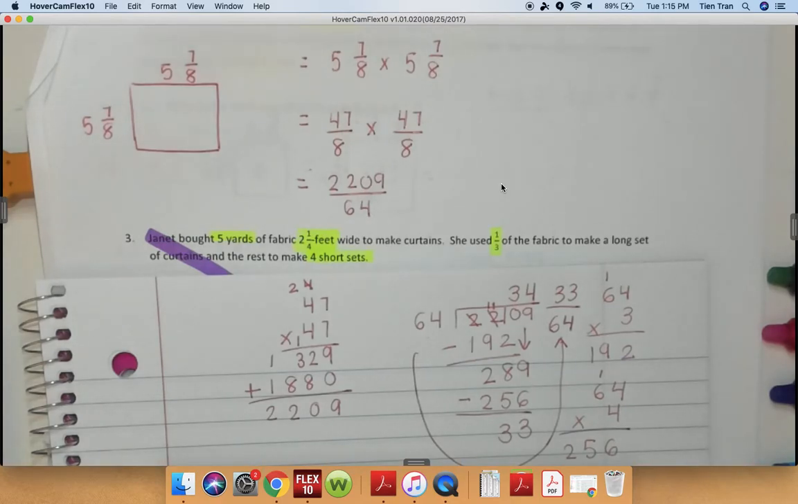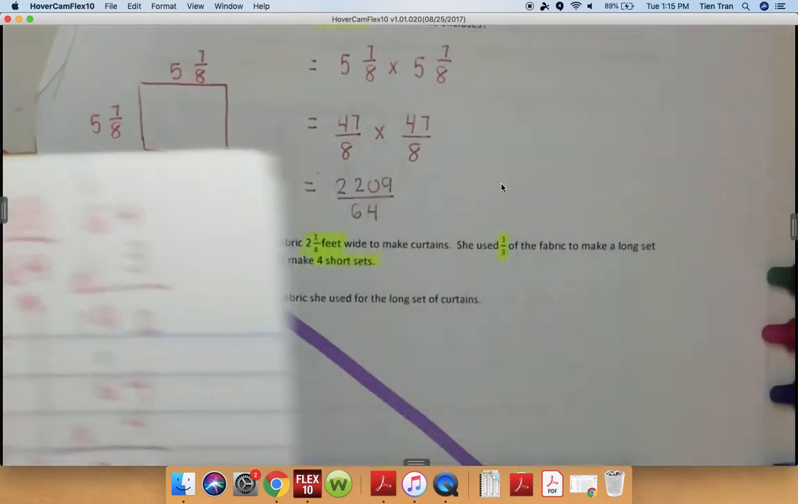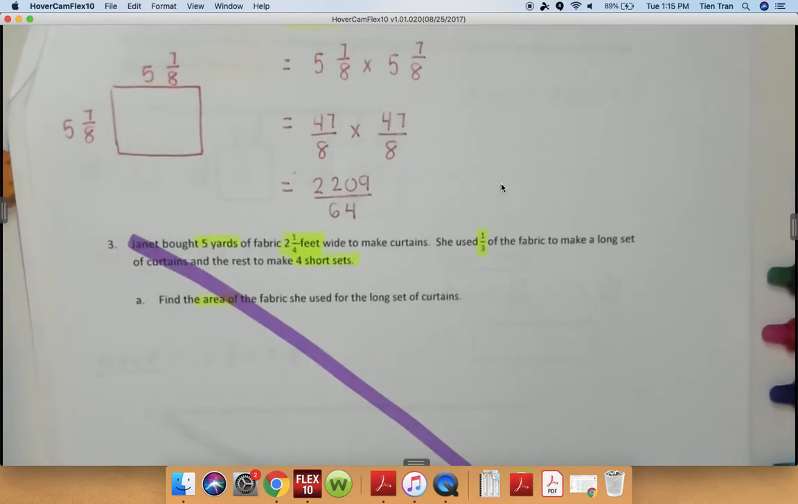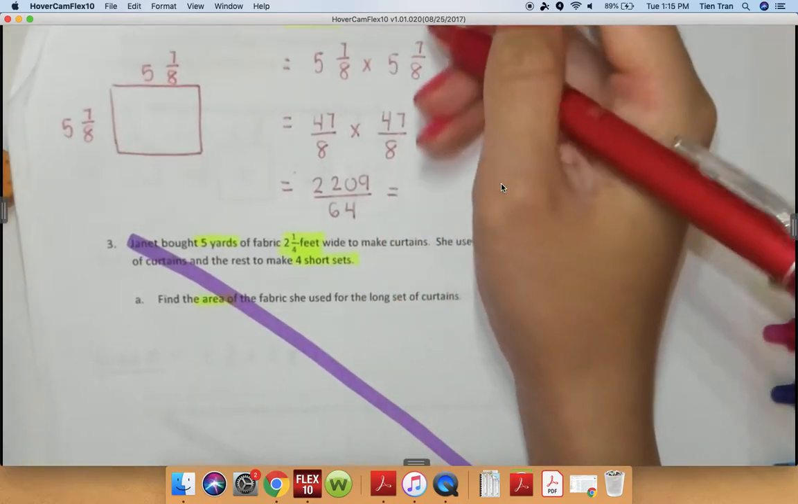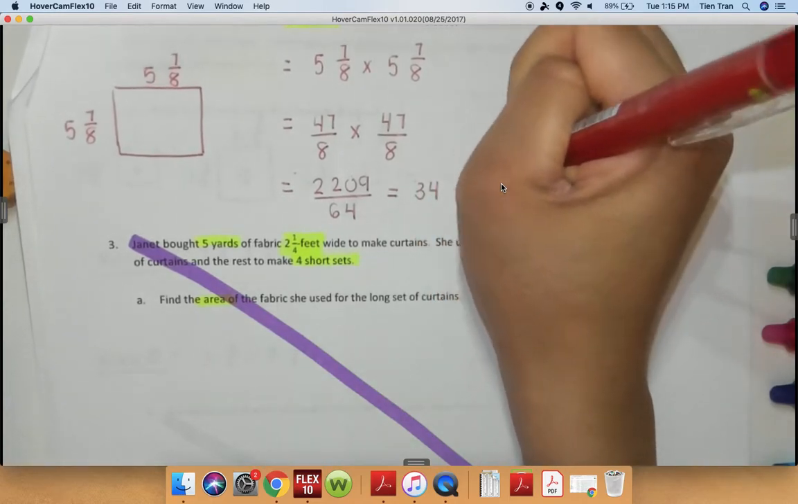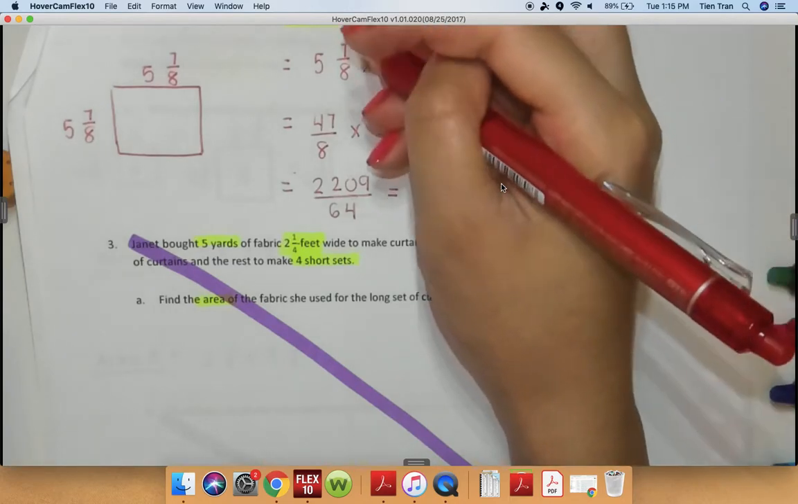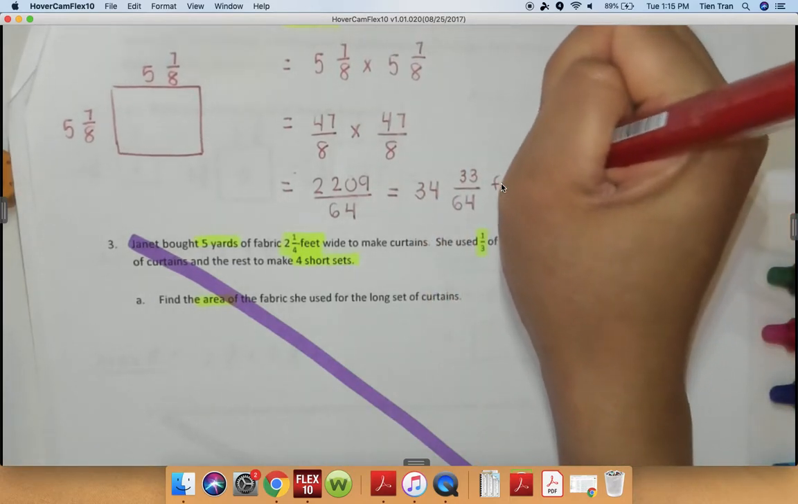Now I'm looking at my number 33 and 64. You can't reduce it anymore. You can't simplify it anymore. So that is going to be my final answer. So I have 34 and 33 over 64 square feet. Is it square feet? Yep, it's in square feet.